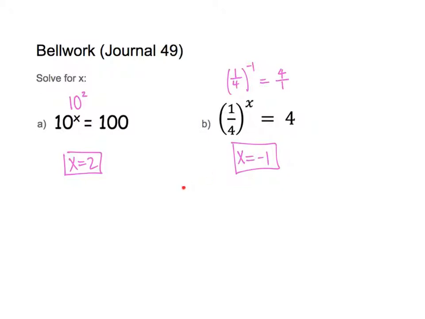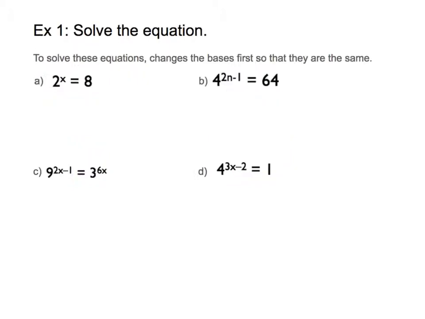So today what we're going to be doing is solving for x, but our x is going to be the exponent. We're going to figure out how we can do that. So let's take a look at our first slide. With these problems here, what we have to do is solve the equation. That means I have to get x by itself, or sometimes n, whatever the variable is.